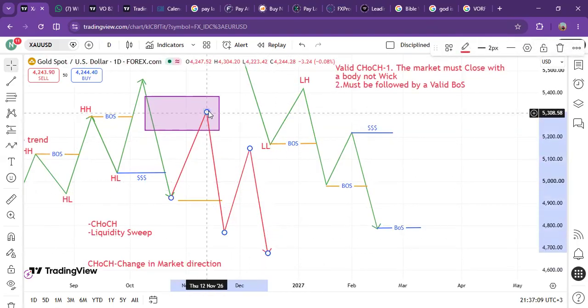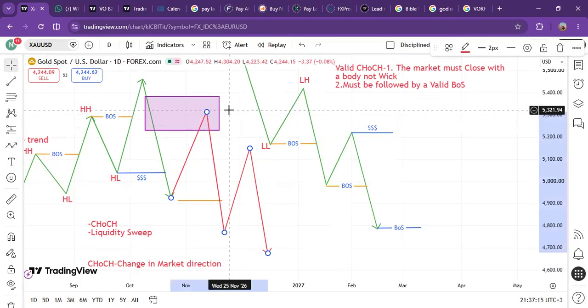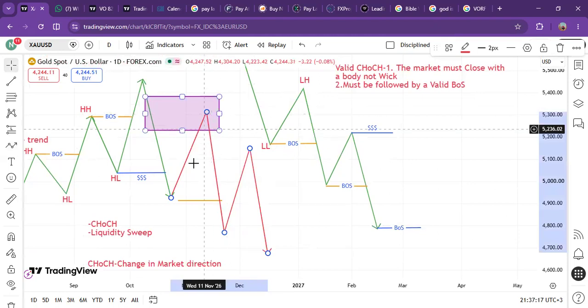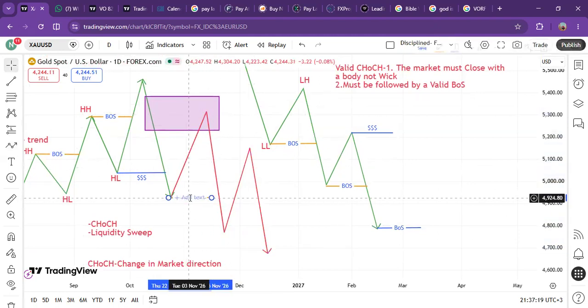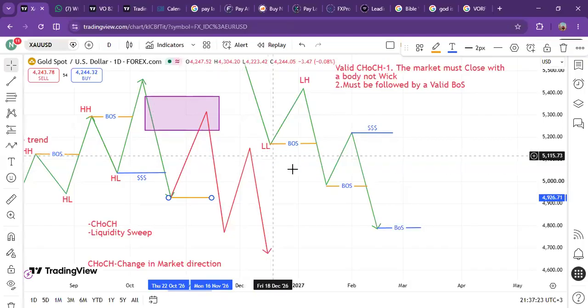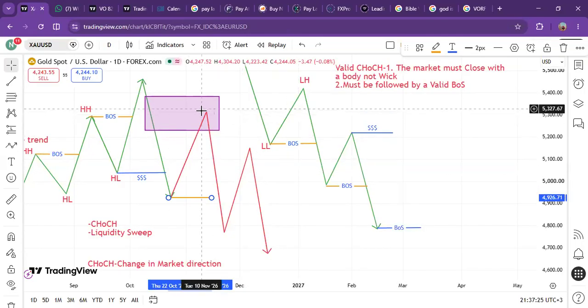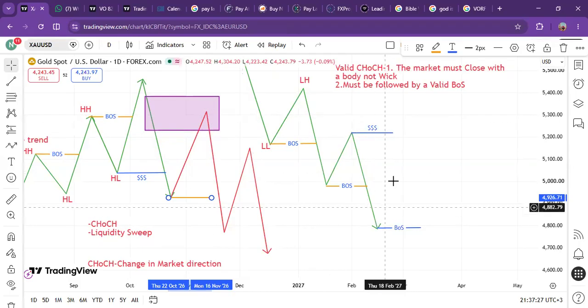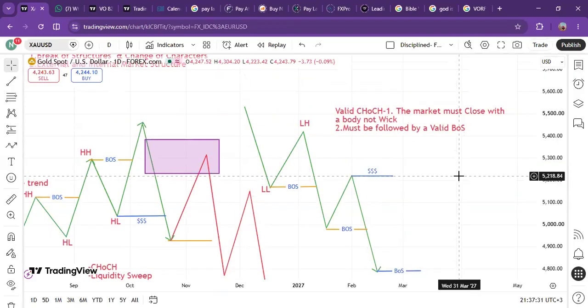Unless you have other confluences here, around here. That's maybe the only way that you can survive. But if you just spot the market give you a change of character, you're not guaranteed that this area of supply here, or on a downtrend the area of demand, will be able to hold.